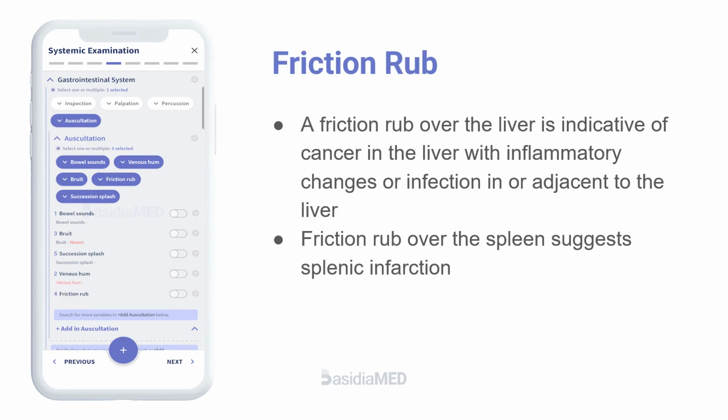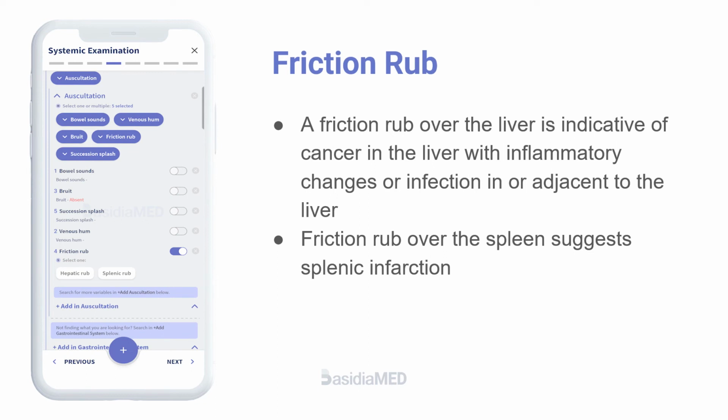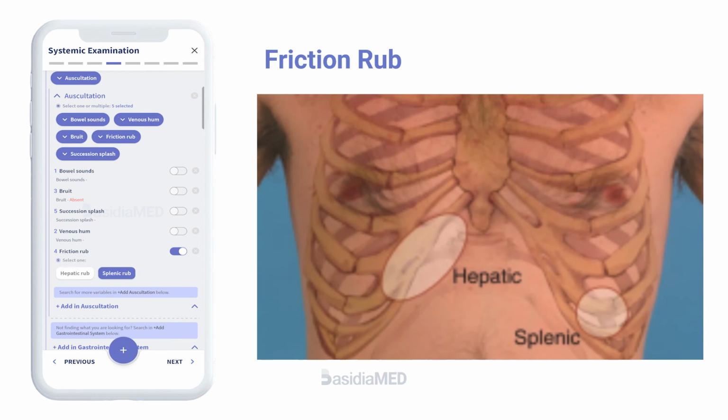A friction rub over the liver is indicative of cancer in the liver, with inflammatory changes or infection in or adjacent to the liver. If detected in a young woman, the examiner should consider gonococcal peritonitis of the upper abdomen and Fitzhugh-Curtis syndrome. Friction rub over the spleen suggests splenic infarction.